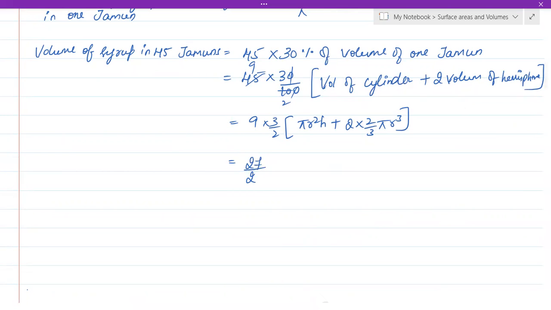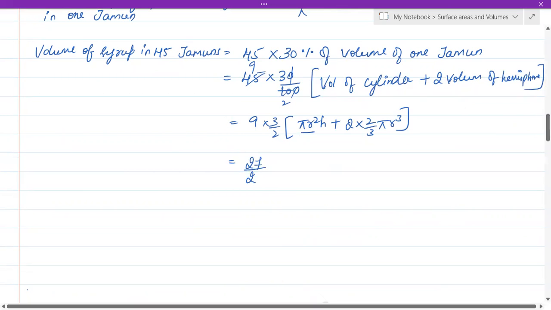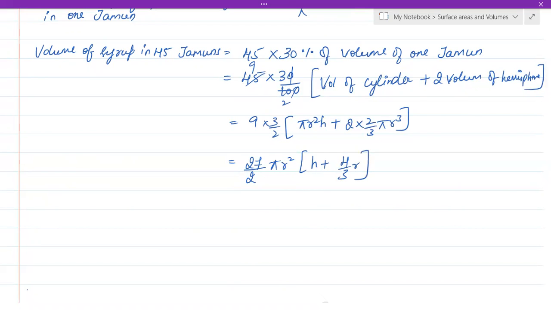Here again, in both the terms, pi r square is common. So I'll take pi r square outside. So what is left out? h plus 2 into 2 is 4, 4 by 3 r. Okay. Before solving, always try to take common. So 27 by 2. Pi value is 22 by 7. And the radius is 1.4 square because the diameter is 2.8 centimeter. The height of the cylindrical part is 2.2, plus 4 by 3 into r. r is how much? 1.4.